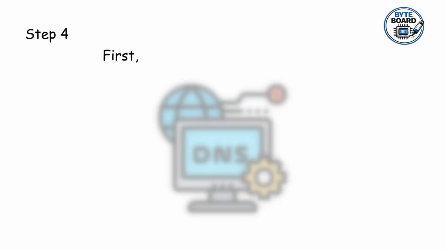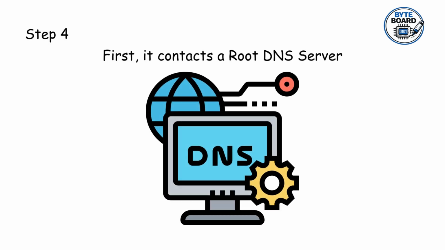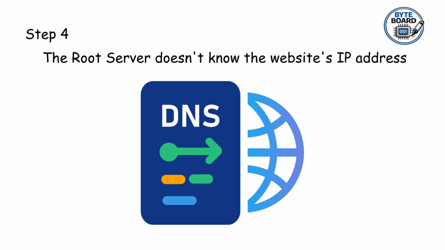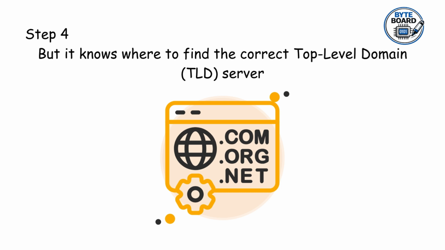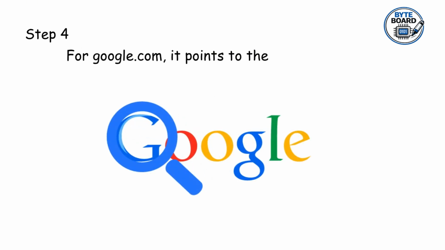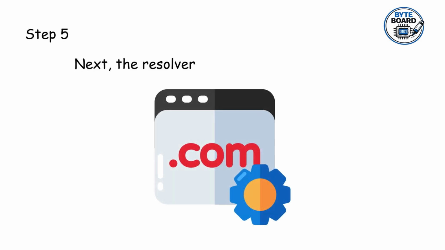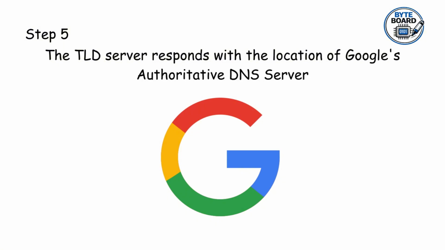Step 4, first, it contacts a root DNS server. The root server doesn't know the website's IP address, but it knows where to find the correct top-level domain, TLD, server. For google.com, it points to the .com TLD server. Step 5, next, the resolver asks the .com TLD server. The TLD server responds with the location of Google's authoritative DNS server.